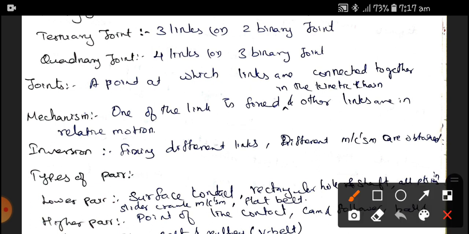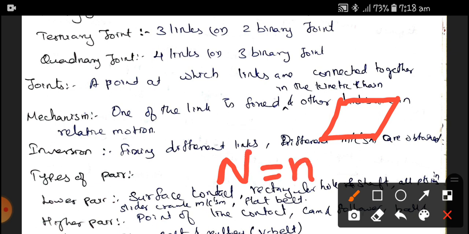For your better understanding, I would like to quote an example. Previously we had a 4-bar parallelogram mechanism. In a 4-bar kinematic chain, the number of inversions is equal to the number of links in the mechanism. If you see here, we have 1, 2, 3 and 4. Four links are available, therefore the number of inversions is 4.